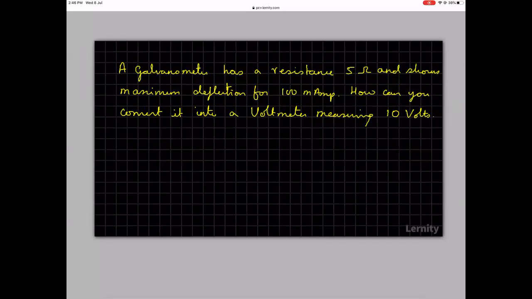A galvanometer has a resistance of 5 ohms and shows maximum deflection for 100 milliampere. How can you convert it into a voltmeter measuring 10 volts?